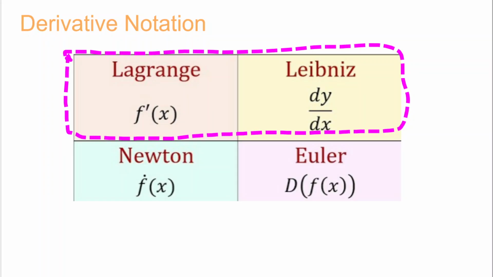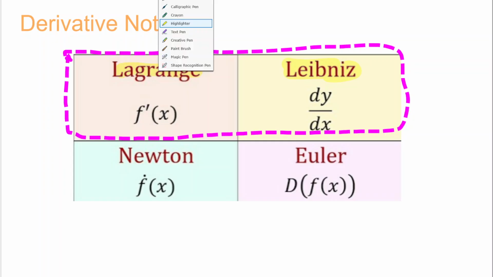FYI, Newton and Leibniz are essentially the founding fathers of calculus, although there are arguments as to who discovered it first and all that. We're not going to get into that today. Maybe for a bonus video, we'll try to do that. But for now, let's focus on Leibniz and Lagrange, these two notations.